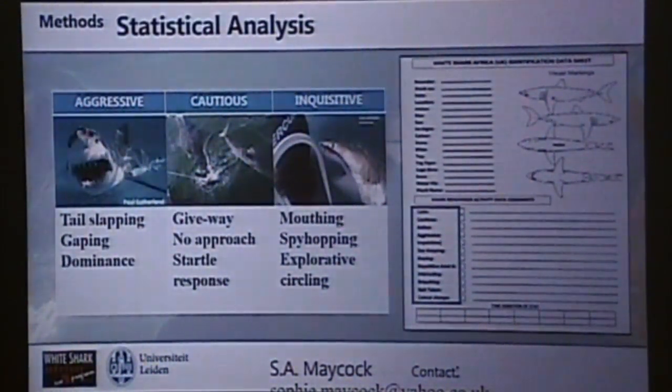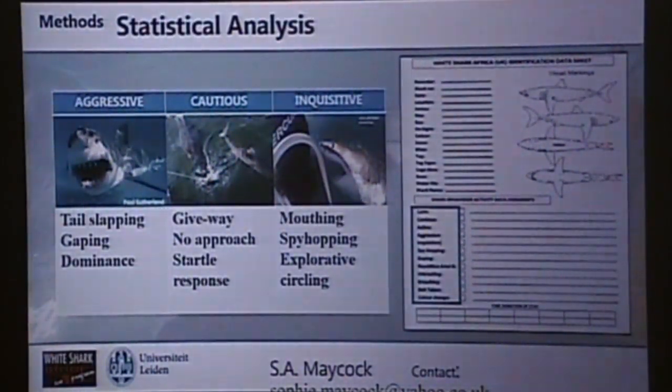So the behavioral response variables that I have been using in my modelling, I called behavioural states, for want of a better term. These were the presence or absence, so that's a binomial response variable. And I used behaviours which were recorded during data collection to assign each sighting to a behavioural state. These were called aggressive, cautious, and inquisitive.